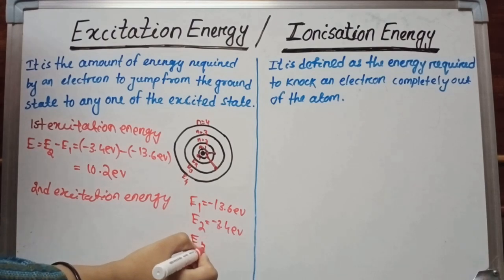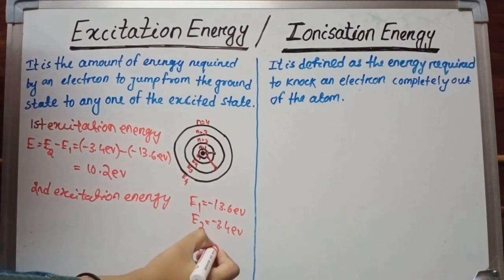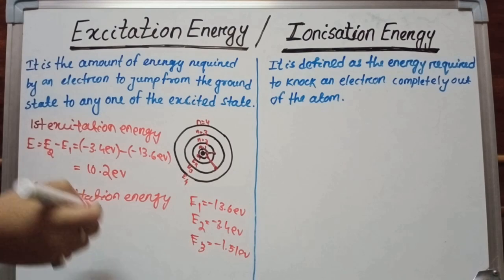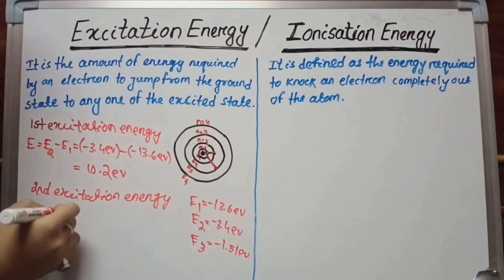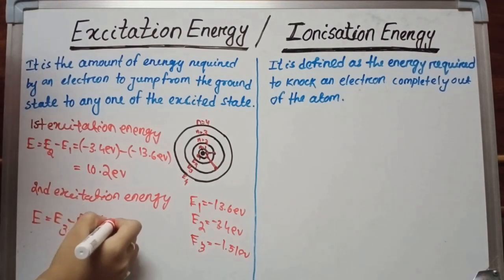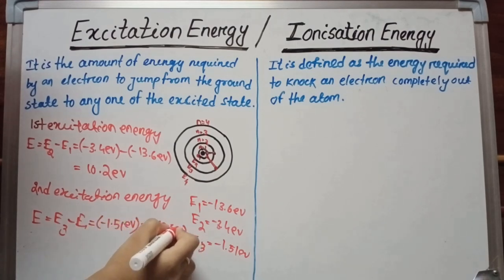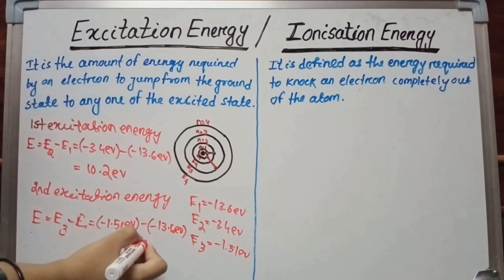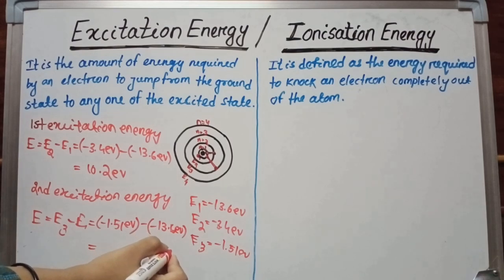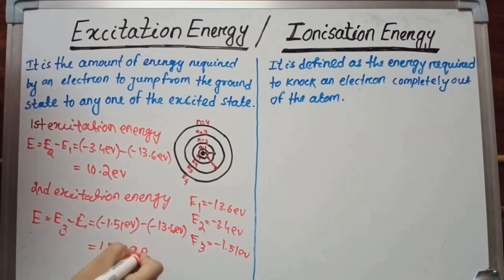Here E1 equals, we know, minus 13.6 electron volt, and E3 equals minus 1.51 electron volt. So what is the amount of energy required? E equals E3 minus E1. Put the value of E3, that is minus 1.51 electron volt minus of minus 13.6 electron volt. Then solve this: minus 1.51 electron volt plus 13.6 electron volt equals 12.09 electron volt. That is the amount of energy required by the electron to jump from the ground state to the second excited state.